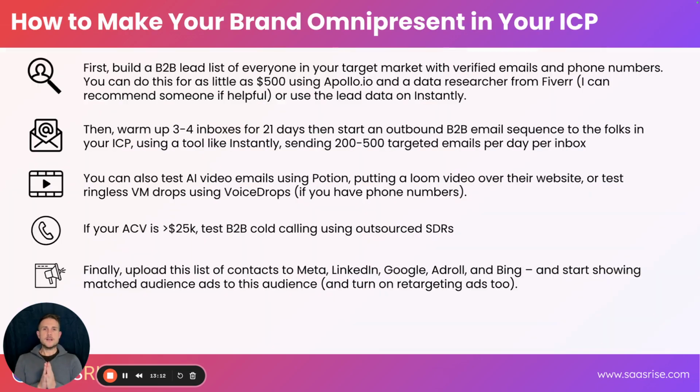So we talk a lot about making a brand omnipresent. How do you do that? Well, just to recap, first you build up this B2B list of everyone in your target market. That's what we're going to show you how to do in a few minutes. And then you're going to warm up a few email inboxes for 21 days on a tool like Instantly. Start an outbound B2B email sequence to the folks in your ICP.